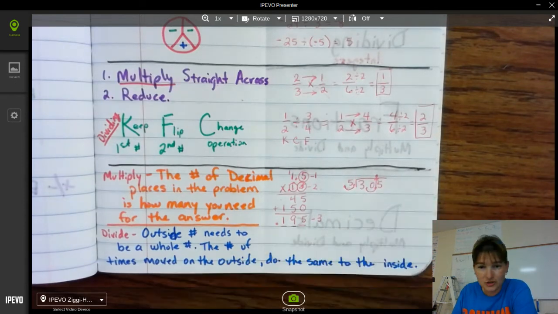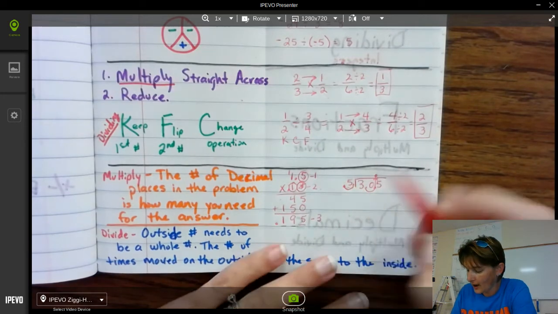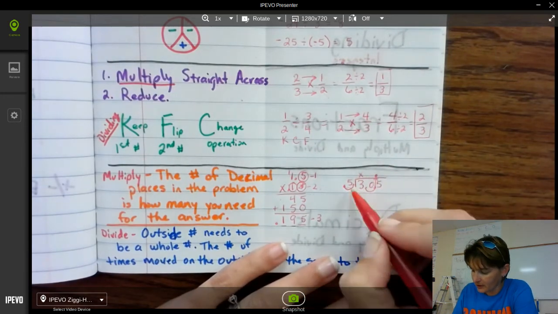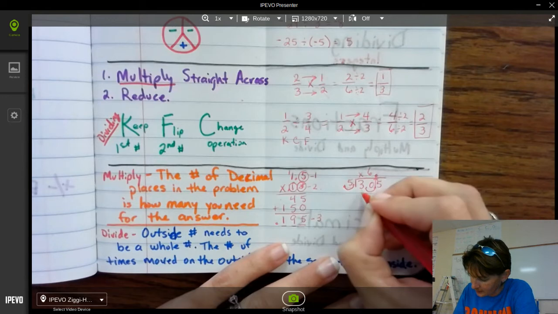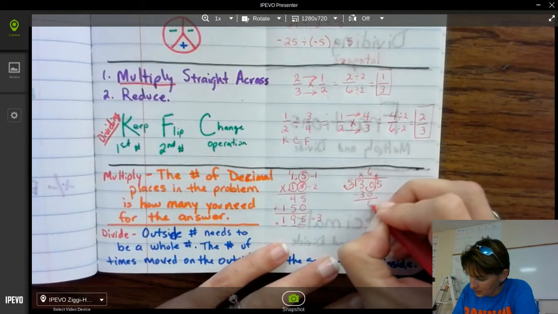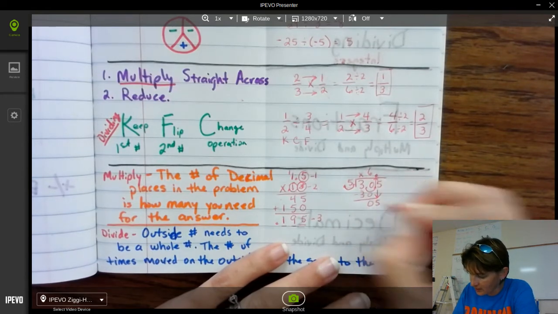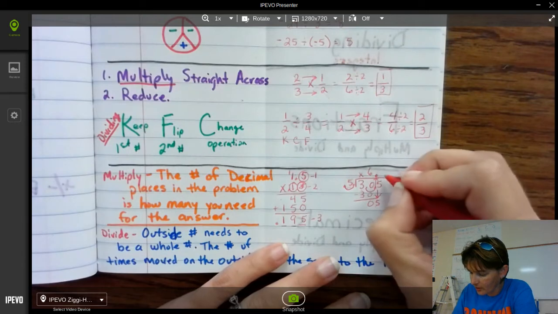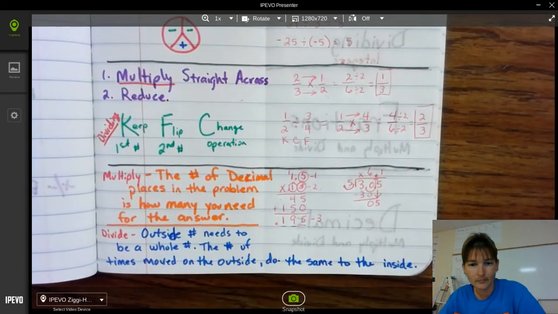Okay? Now you just do your division like normal. 5 does not go into 3, but it does go into 30 6 times. Remainder of 0, so we bring down our 5. 5 goes into 5 one whole time.